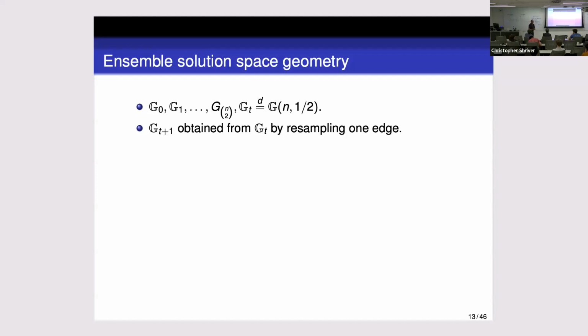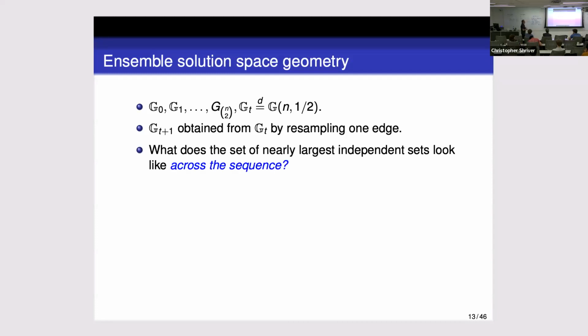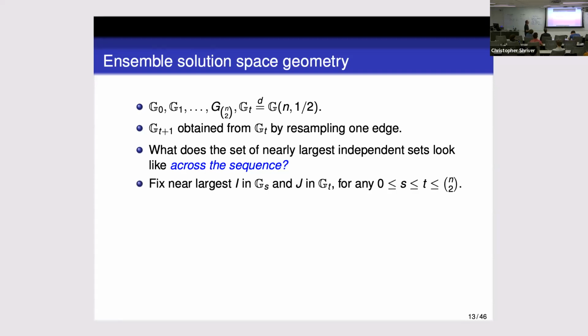So, you have a collection of graphs. The question that I pose is the following. What does the set of nearly largest independent sets look like across this sequence? So we're now asking this question of geometry in reference to the whole sequence of graphs, because as it turns out, that will be our tool. Trying to visualize the clustering picture in an ensemble of graphs gets a little complicated. But it turns out it's not so complicated to describe the overlap gap property.